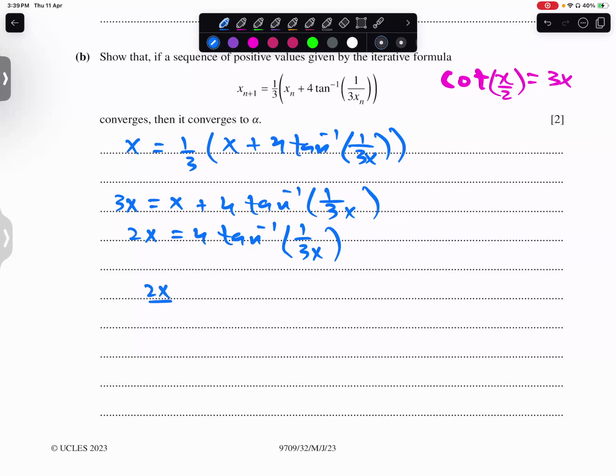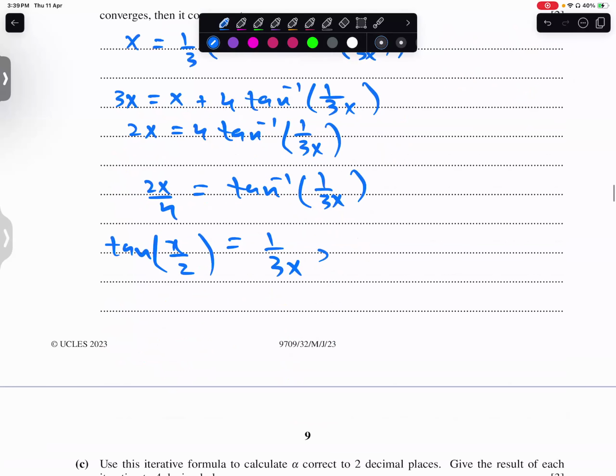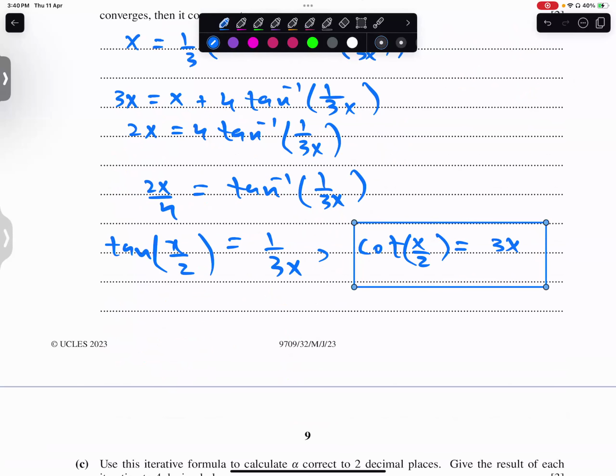So 2x over 4 is equal to tangent inverse of 1 over 3x. So this will be x over 2. Now bring tan on the left side. So this will be tan x by 2 is equal to 1 over 3x. Just reciprocal on both sides. So 1 over tan x by 2 will be cot x by 2 is equal to 3x. So you see that this is the equation given in the question. This is the answer, okay?